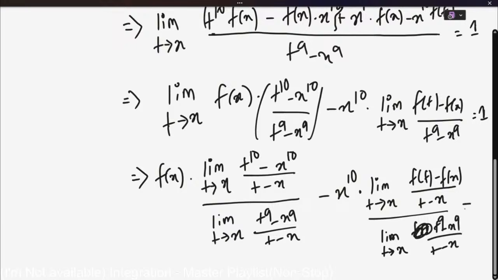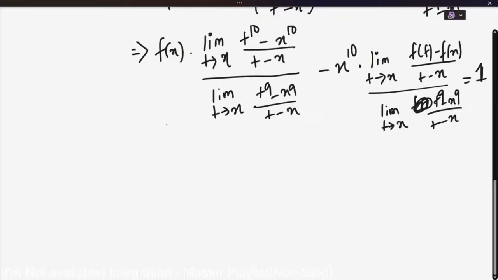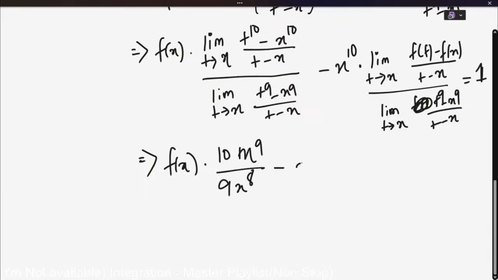And equals to 1. Okay, so using our formula, we get this one as equals to f of x into 10x to the power 9, and this one is 9x to the power 8 minus x to the power 10 multiplied by, you can see this is basically the definition of derivatives, right? The rate of change of a function.